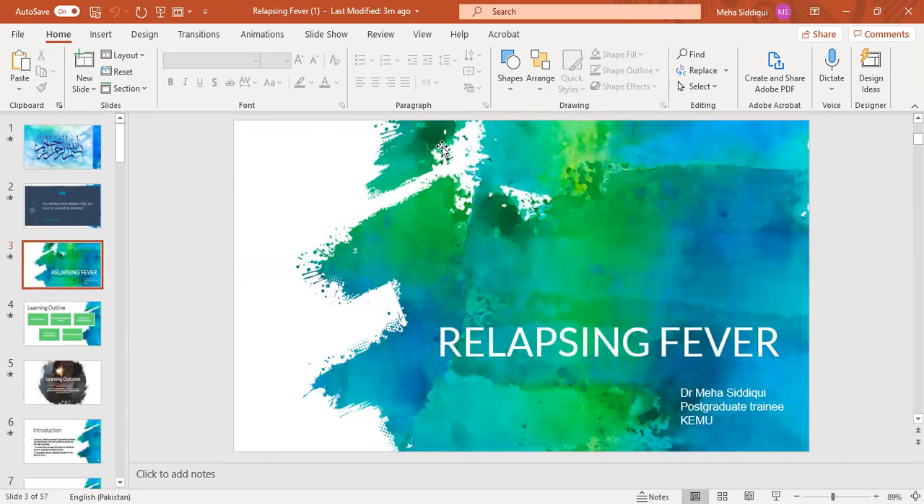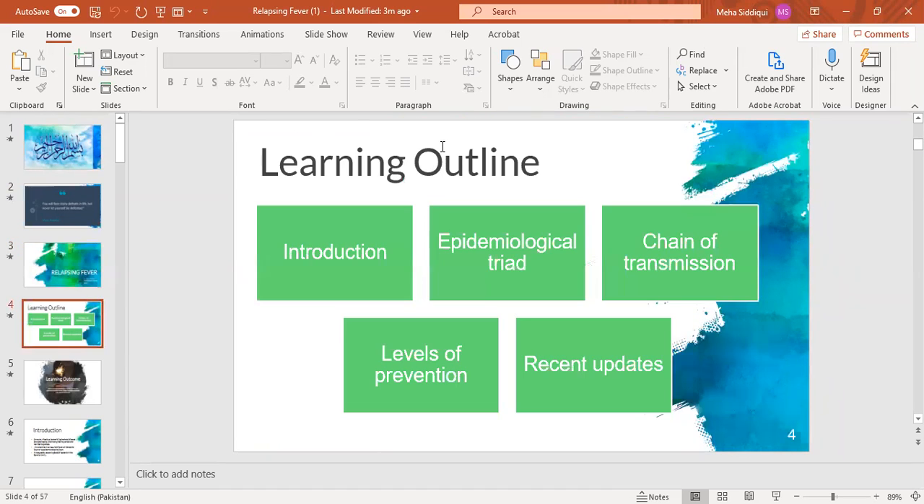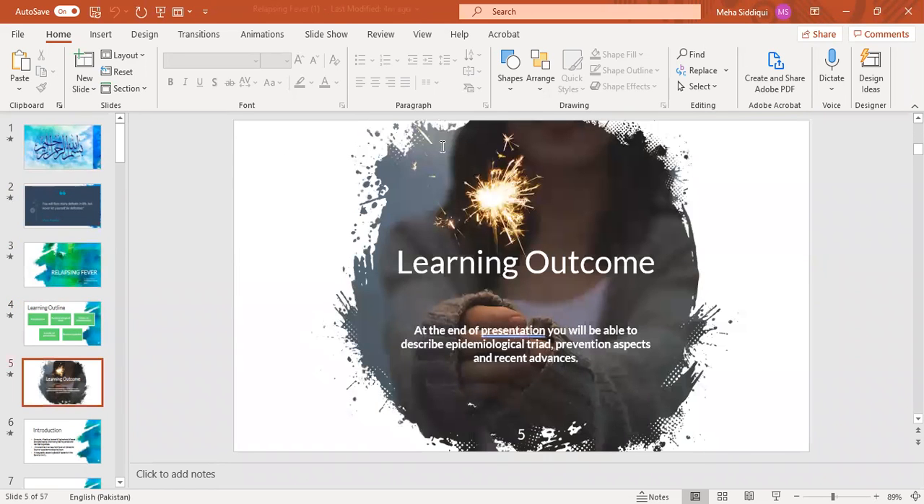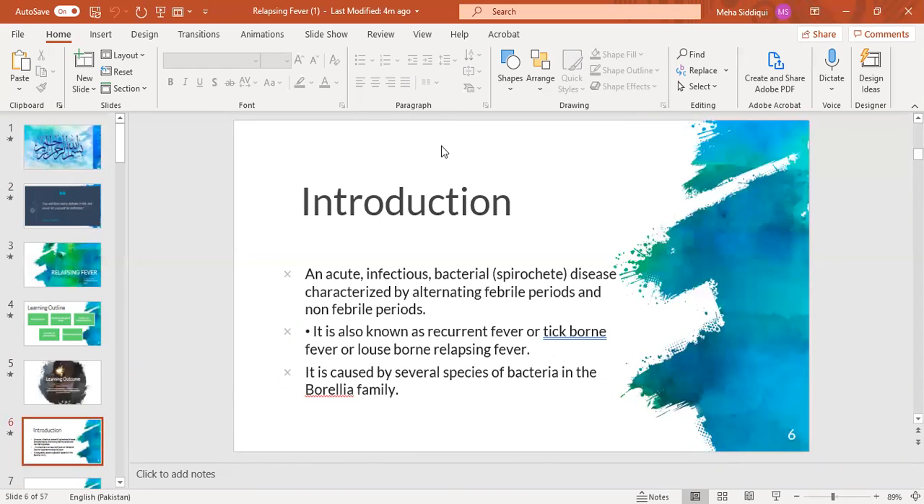Today, the topic of my presentation is relapsing fever. Learning outlines: introduction, epidemiological triad, chain of transmission, levels of prevention, and recent updates. Learning outcomes: at the end of the presentation, you will be able to describe the epidemiological triad, prevention aspects, and recent advances.